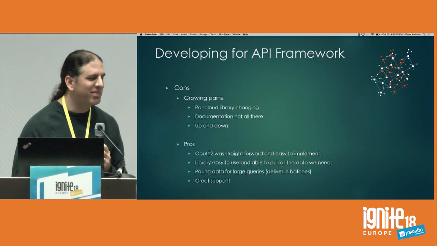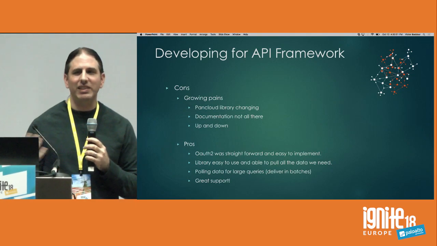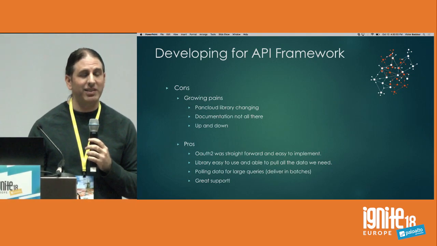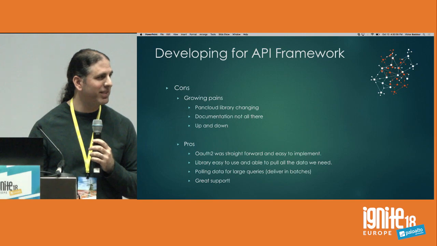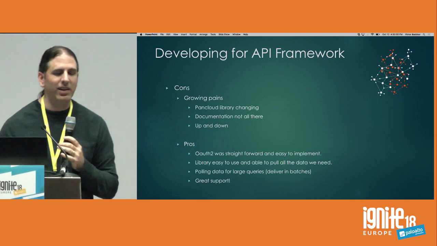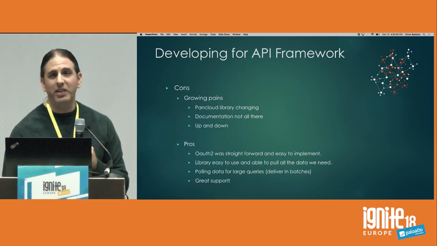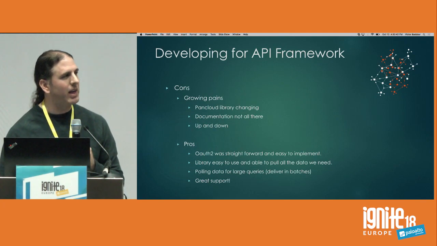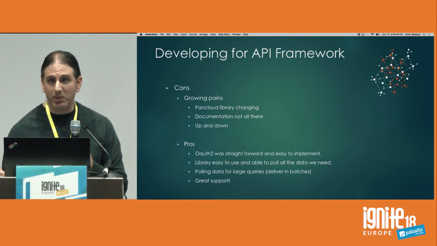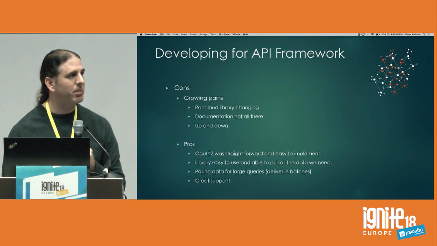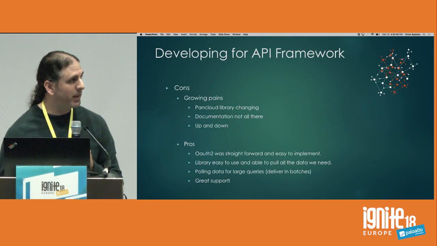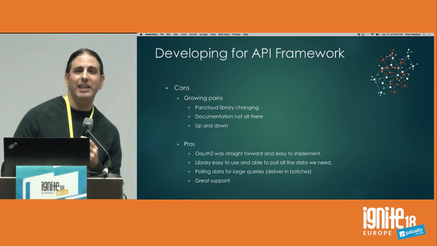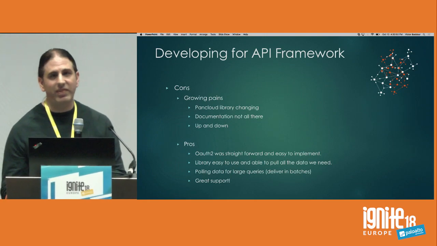But you know, it's obviously released now. We have had no issues with the service at this point. So now as far as the pros, right? OAuth 2, as you heard Steve describe it, is really simple to implement. In fact, it's probably one of the simplest interfaces that we've ever worked with. The library is pan-cloud now, very easy to work with.